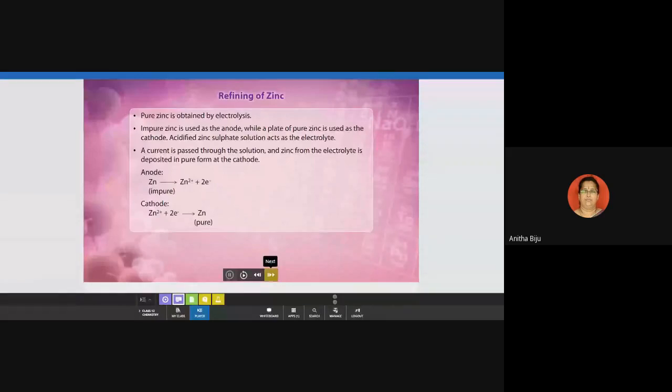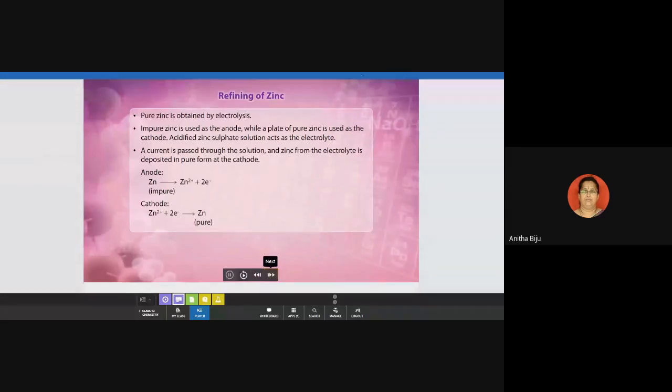At the anode, the reaction that takes place is oxidation. That's why Zn gives Zn2+ plus 2 electrons. Zinc ion goes into the solution. Then it moves towards the cathode. There it undergoes reduction. So that's why at the cathode it is mentioned Zn2+ plus 2 electrons giving zinc. The reaction that takes place at the cathode is reduction. Reduction is the process of addition of electrons.